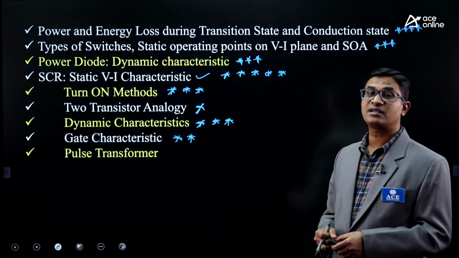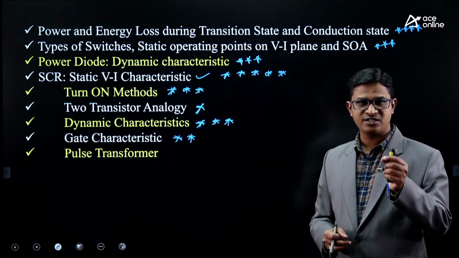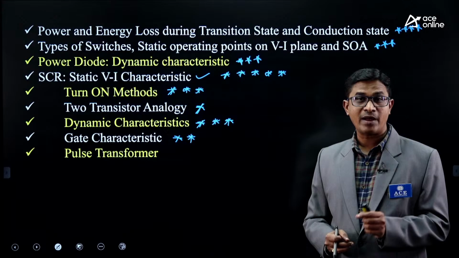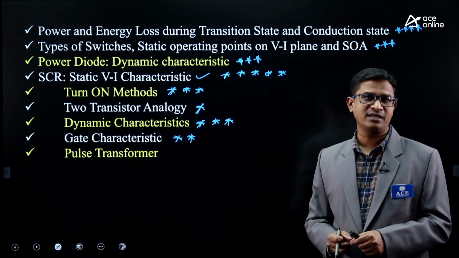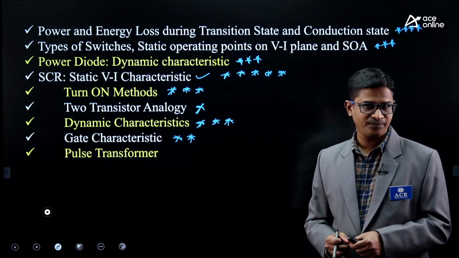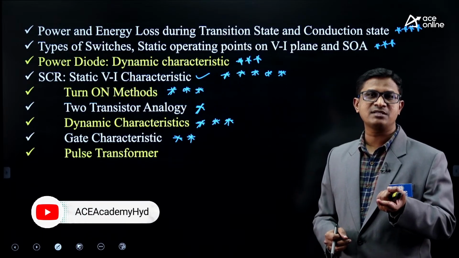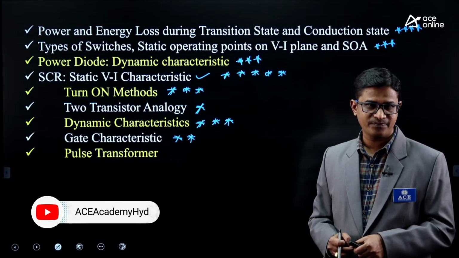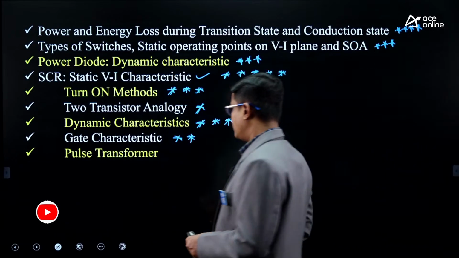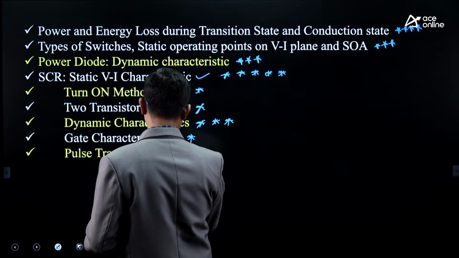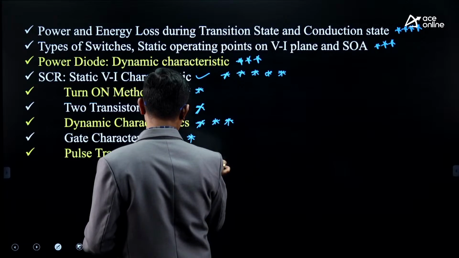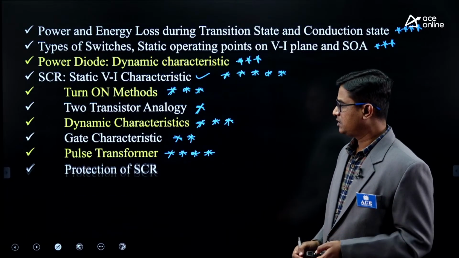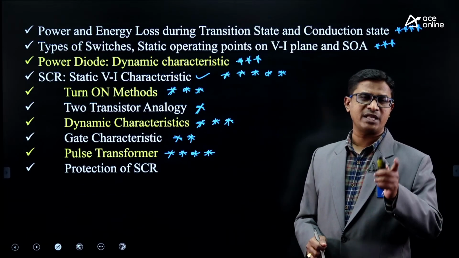Next is the pulse transformer, specifically triggering methods of the SCR. They have added these triggering methods of the SCR, I think in GATE 2021 onwards. So triggering methods of SCR means turn-on methods of SCR related to the pulse transformer specifically. I will give this topic a 4 star rating. Easy to understand.